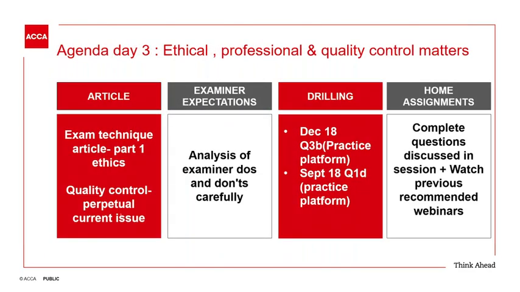Articles. In terms of preparing for the topic, ethical, professional, and quality control issues, there are two articles which you should read. One article is Exam Technique Article Part 1, Ethics. And one article is Quality Control, a Perpetual Current Issue. These articles are given to you in the handout section of the webinar. You can download them from there, and it has already been shared on the student WhatsApp groups.